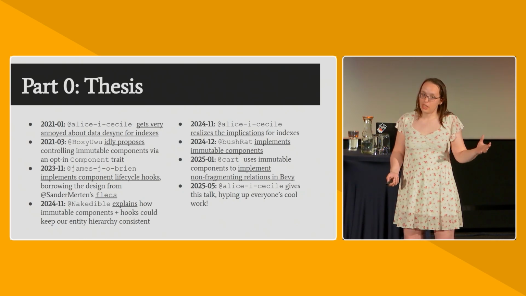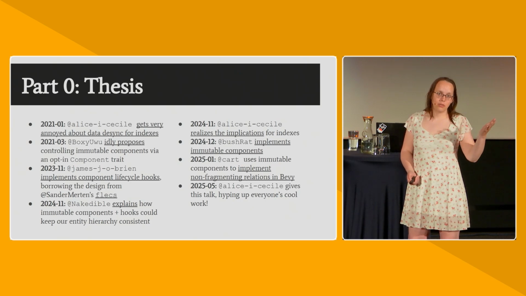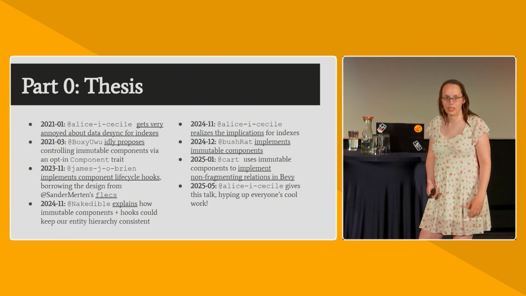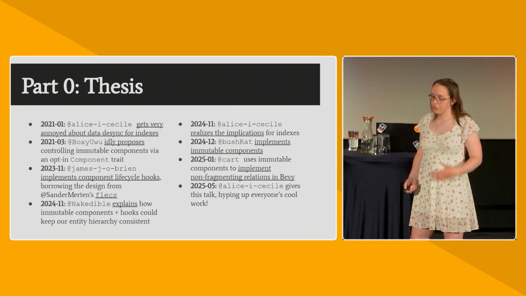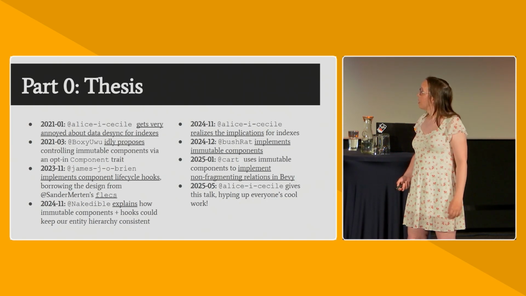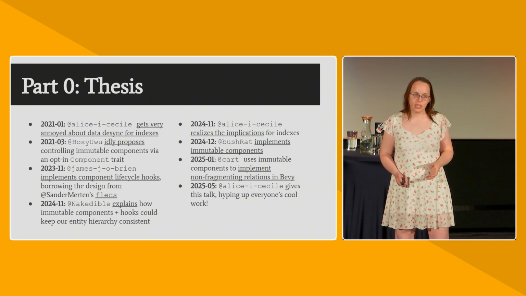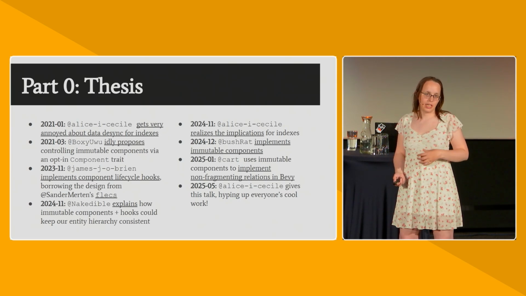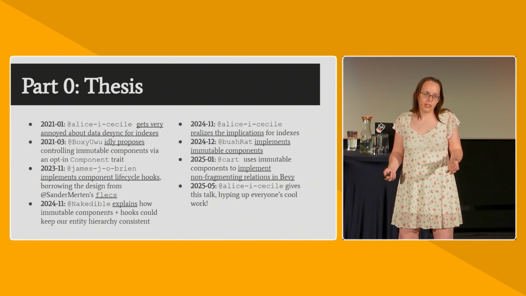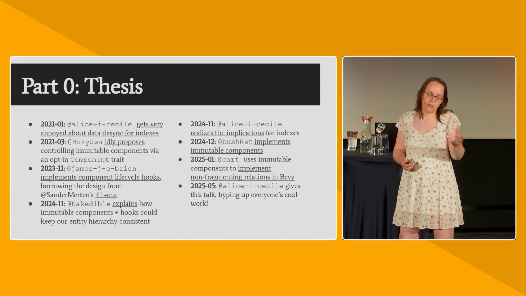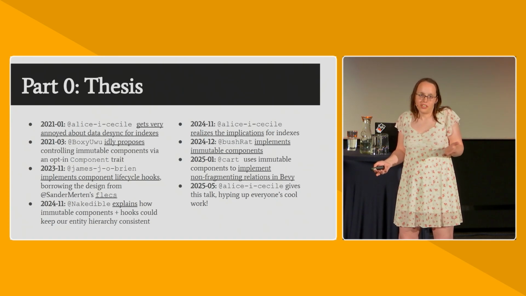A couple months later, I was talking with Boxy, who you may also know as now a Rust project contributor. She idly proposed that you could use the component trait, and you could just set a constant Boolean to control whether or not a component was immutable. There wasn't a lot of thought about this being cool for X and Y reasons, but, hey, you could do that.